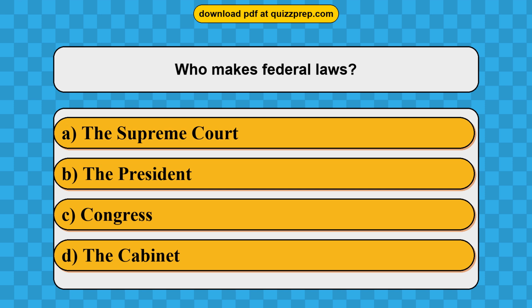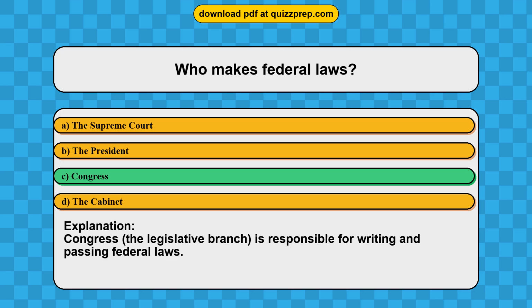Question 30. Who makes federal laws? Option A. The Supreme Court. Option B. The President. Option C, Congress. Option D, the Cabinet. The correct answer is option C, Congress. Congress, the legislative branch, is responsible for writing and passing federal laws.